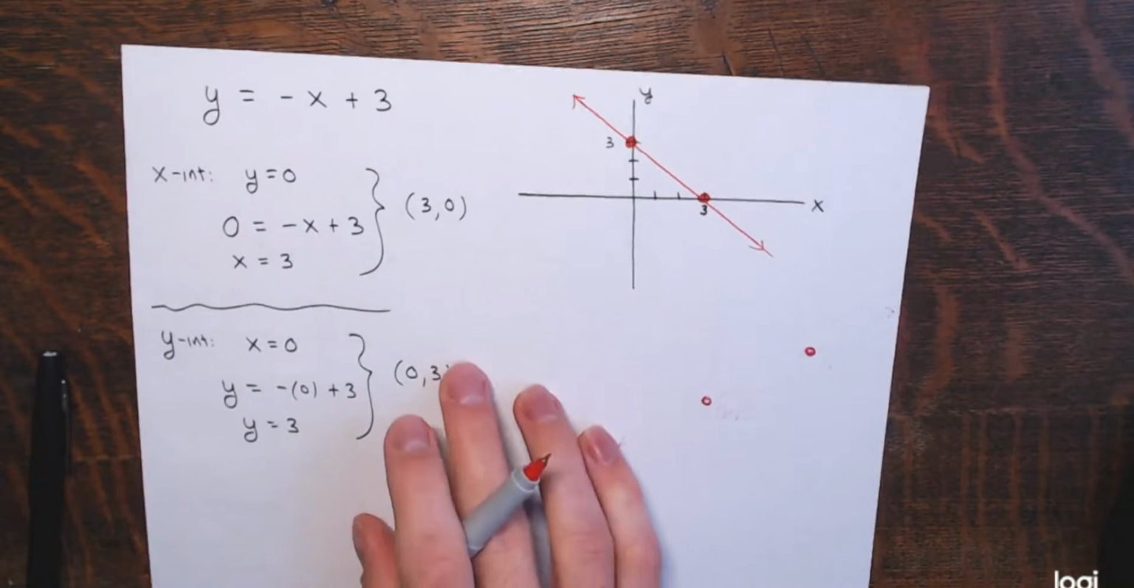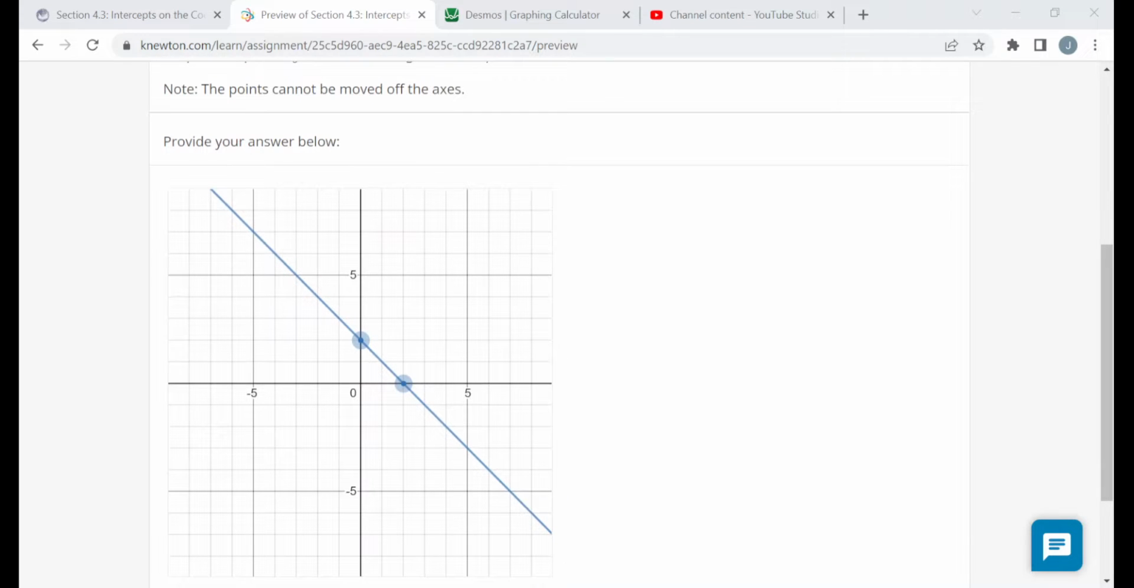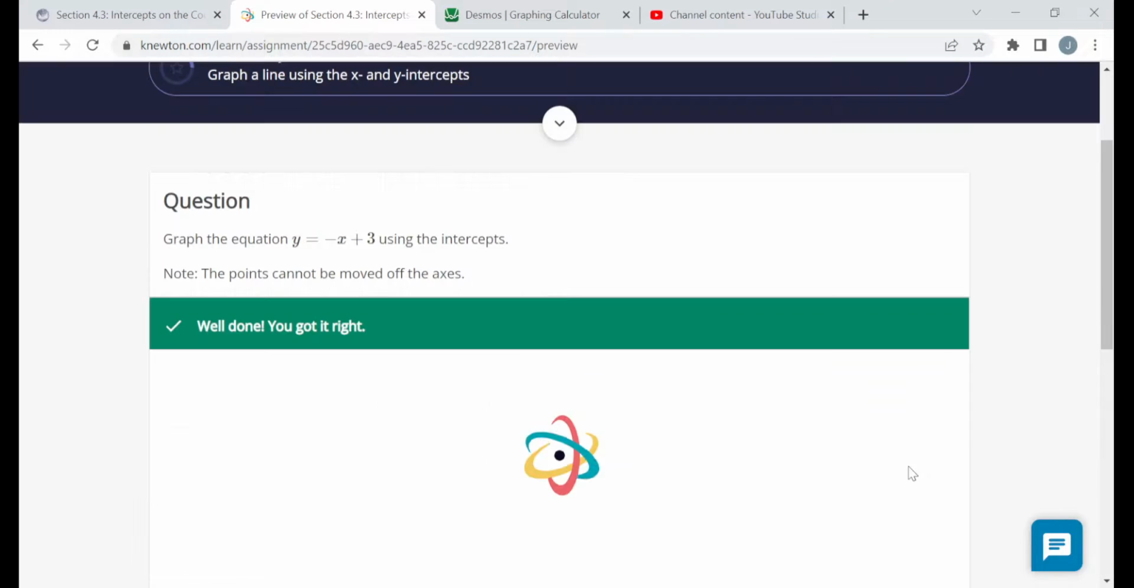But we're only asked to plot the intercepts, it's graphing the line for us in the assignment. We just need to move the intercepts. So the y-intercept 0, 3, x-intercept 3, 0, and you can click on the points just to make sure they're at the right places. And that should be the line. Wonderful.